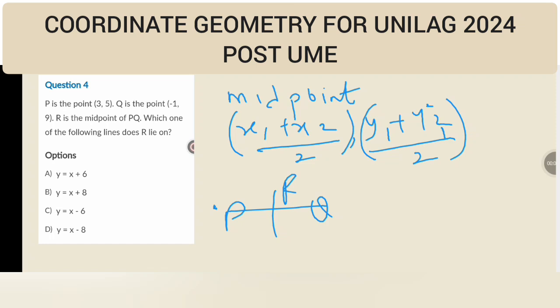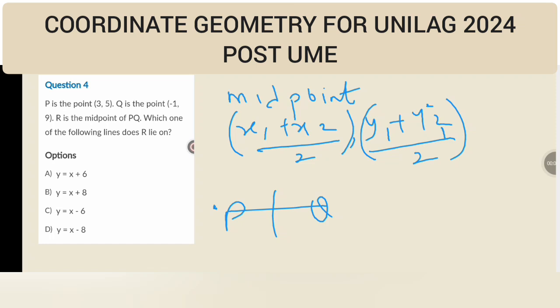To find the coordinate of point R, we need to use what is called the midpoint formula, which is right here. All you have to do is look for the x coordinates of the 2 points, P and Q, add them together and divide by 2. Look for the y coordinates, add them together and divide by 2. So it's very, very straightforward.